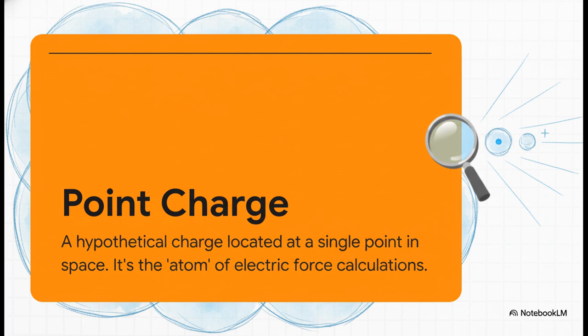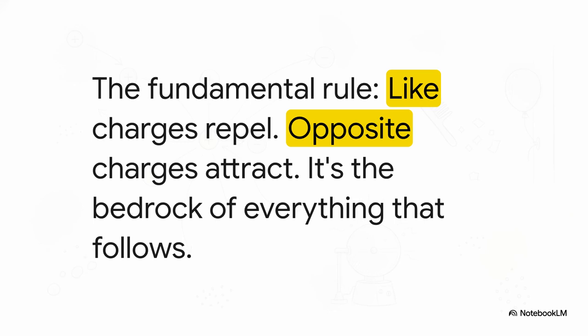Imagine you take an object that's got an electric charge and you just shrink it down, smaller, smaller, smaller, until it has literally no size. It's just a single point in space that has a charge. That's it. It's this perfect, hypothetical atom of electricity. And it's super useful because it lets us figure out the basic rules without getting bogged down by messy, complicated shapes. And from that simple idea comes the first rule.